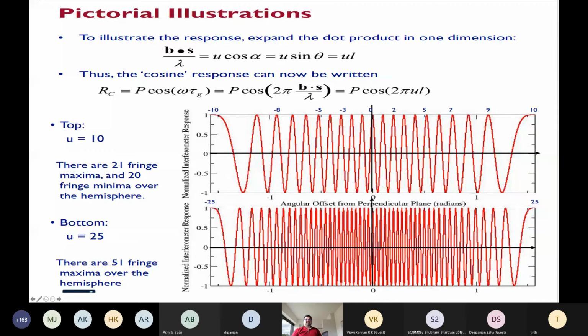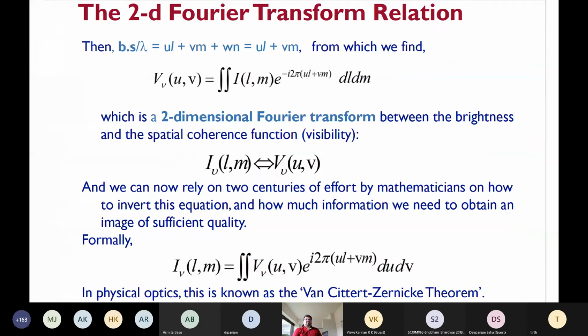Just a demonstration that when you are looking at short baselines or lower U's, you have a widely spaced fringe pattern, and if you have a longer baseline, you have a very fast varying fringe pattern. Okay, just to sum it up.